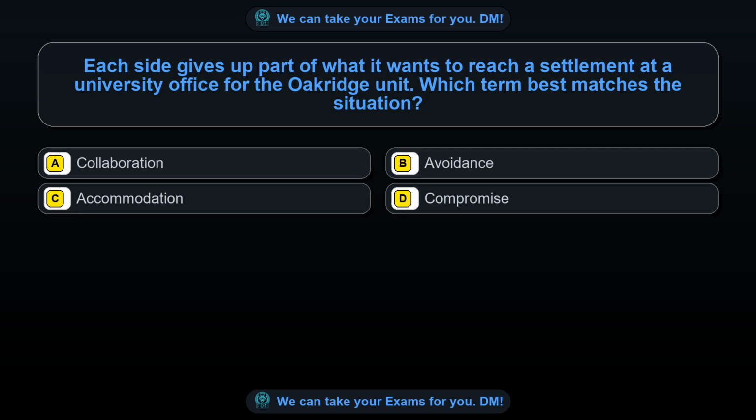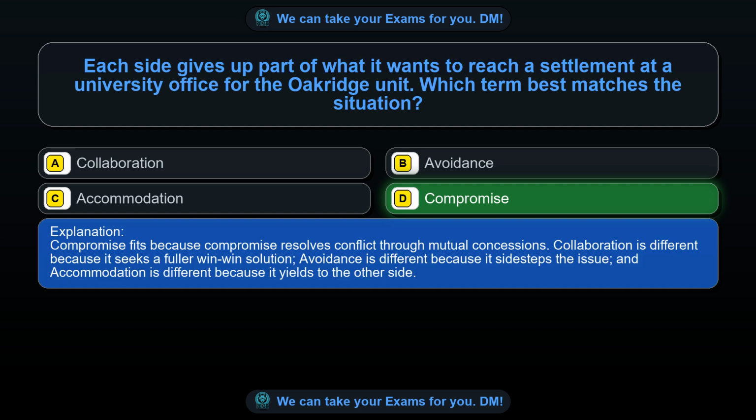Question 1. Each side gives up part of what it wants to reach a settlement at a university office for the Oak Ridge unit. Which term best matches the situation? Option A, collaboration. Option B, avoidance. Option C, accommodation. Option D, compromise. The correct answer is option D, compromise.